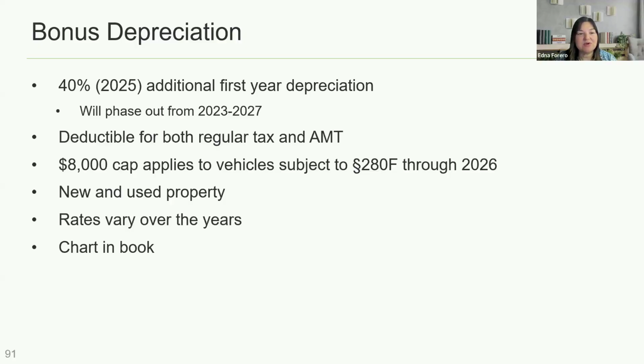It can be used on new and used or new to you property, and the rates will vary over the years. So there is a chart in the book that covers this for you, but in general, understand that bonus depreciation varies by year. Some years it's 50%, some years it was 100%, but currently it's 40% for the year 2025, and we'll keep an eye on that as the year goes.